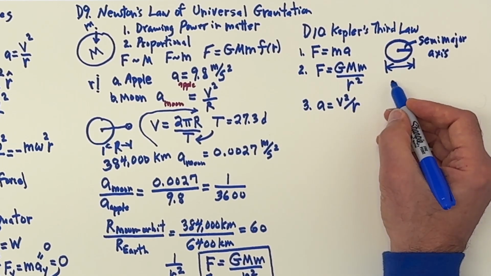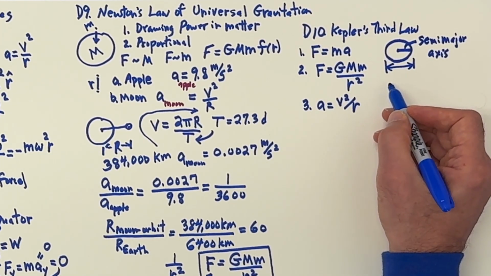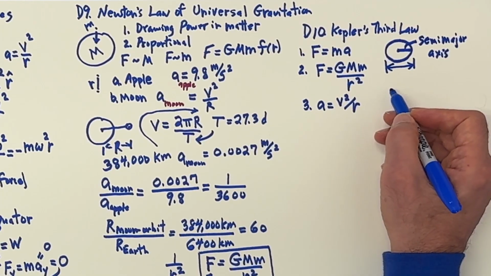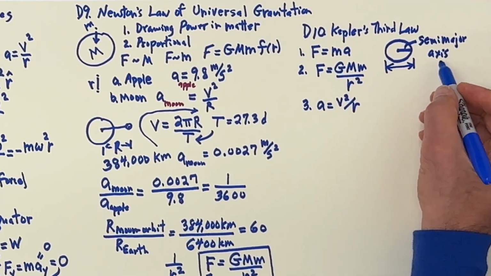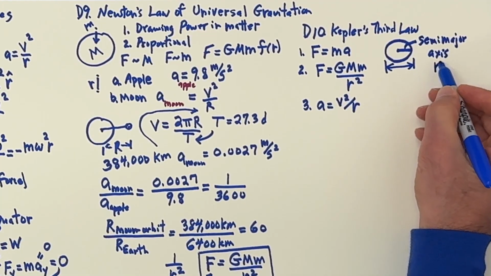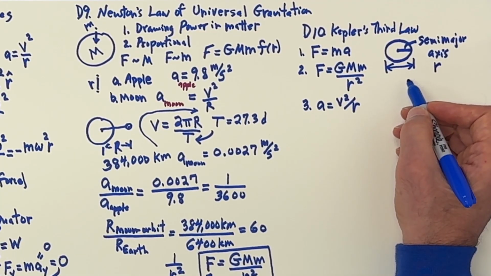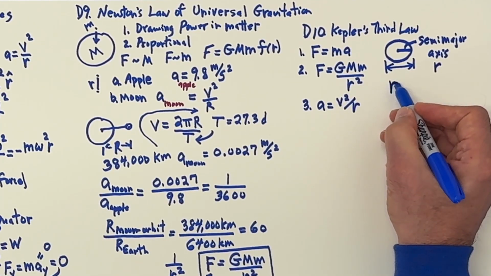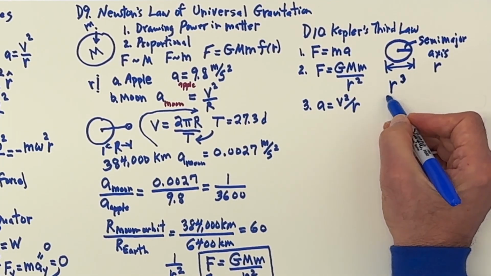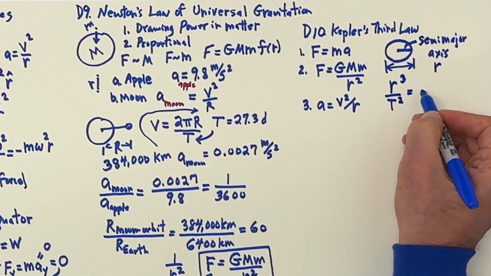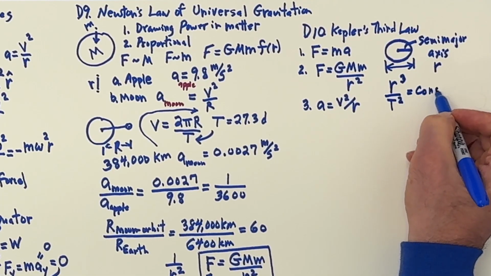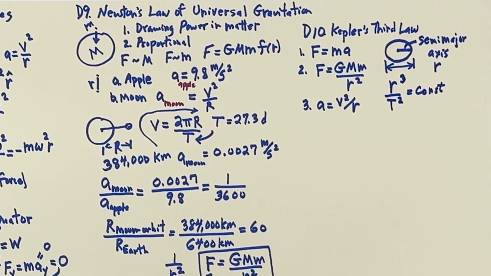So when you take, for say, Mercury, Venus, Earth, Mars, Jupiter, Saturn, the planets that they knew at the time, you take the semi-major axis, which is going to be the r, the radius, and you take the period, you find that r cubed over the period squared is equal to a constant. Kepler's third law.